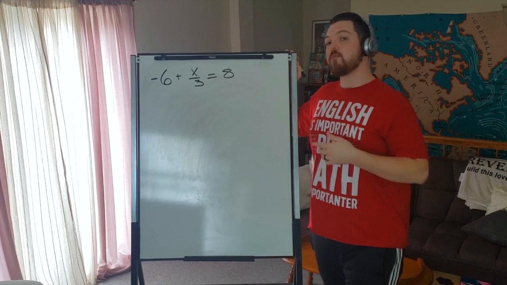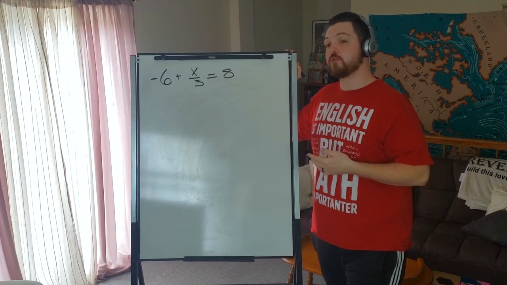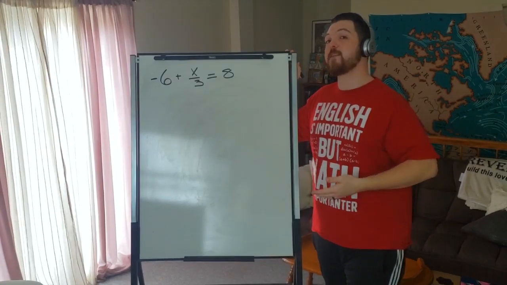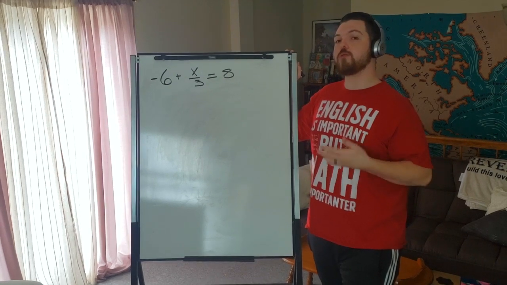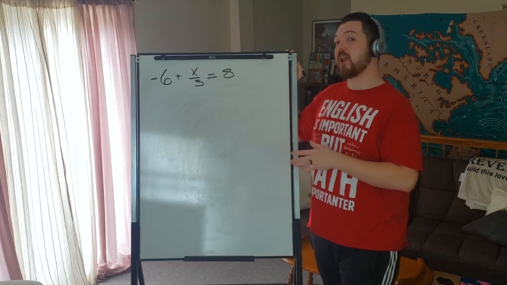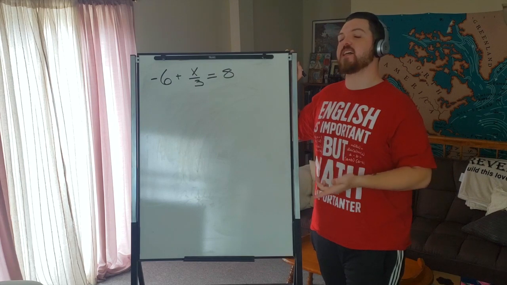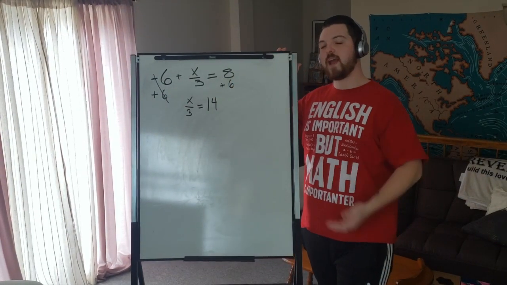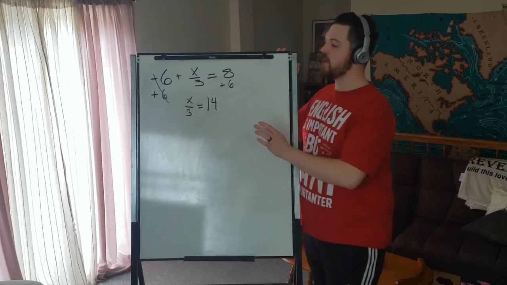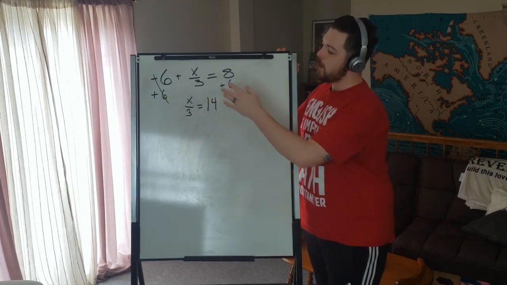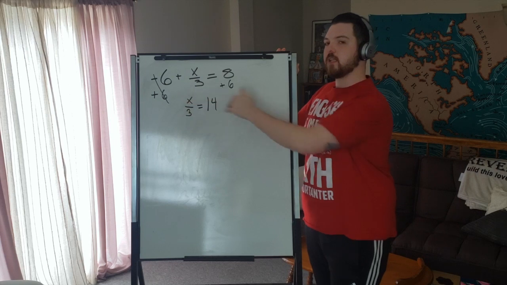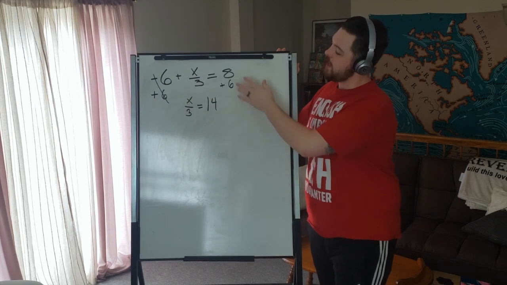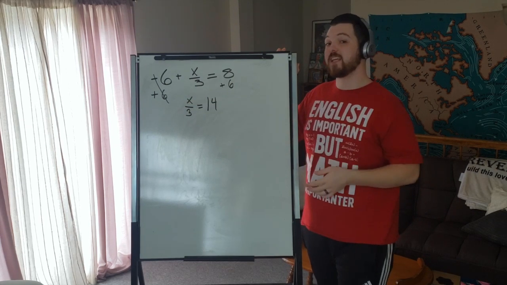Now in order to get rid of the negative, I could choose to subtract -6 or to add +6. Both of them would do the same thing. I'm going to add +6 because I want to think in a positive mentality. So when I added 6 to both sides, I did it to both the left and the right. My 6 and my -6 on the left-hand side canceled out, and 8 plus 6 gave me 14.